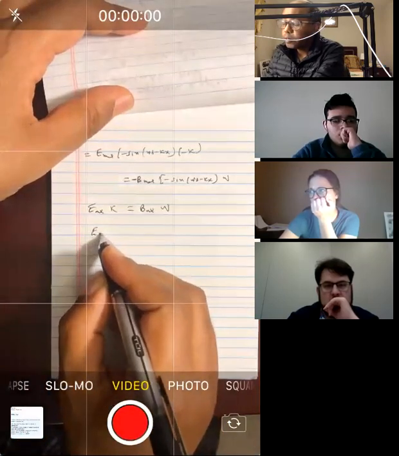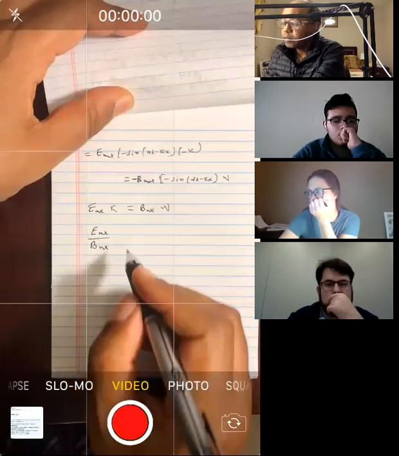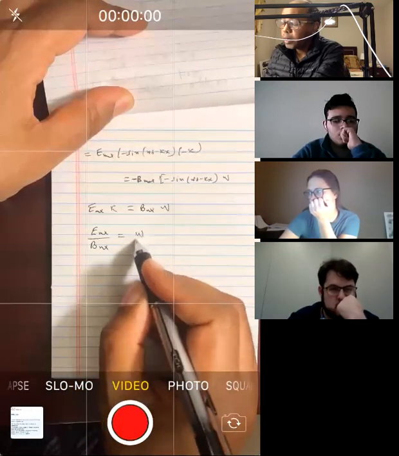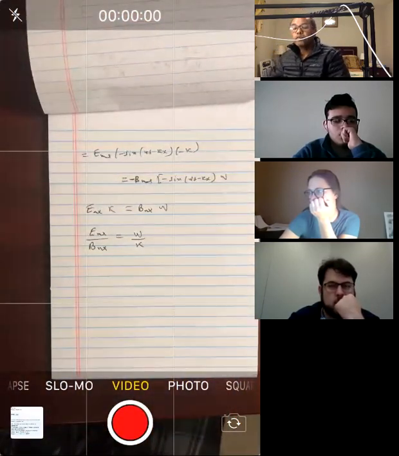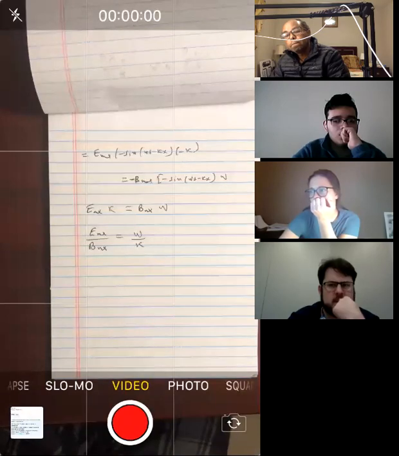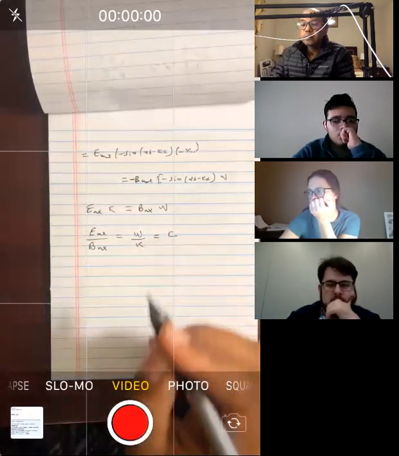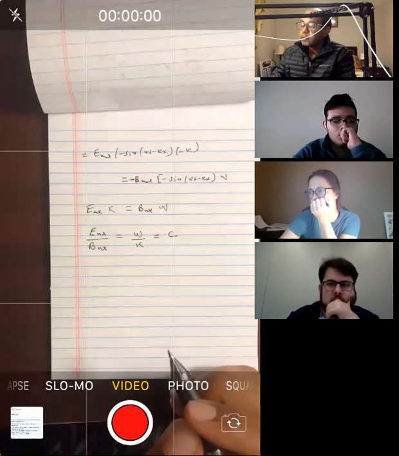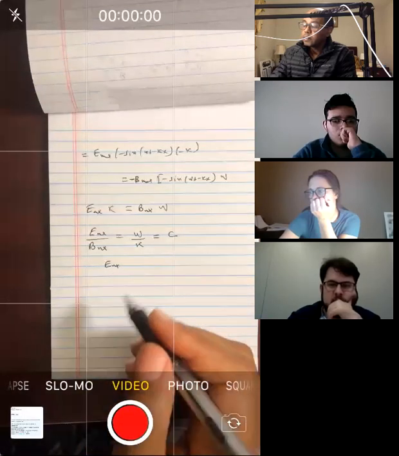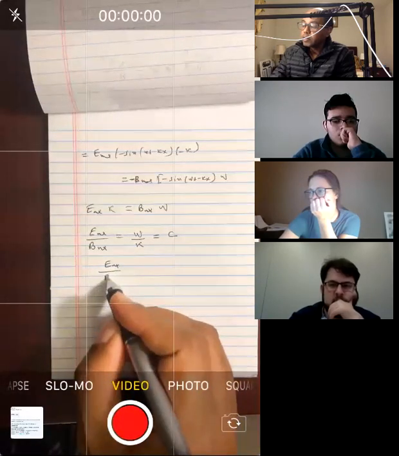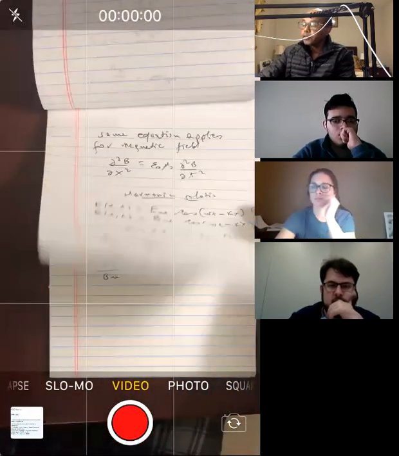So what do you have? The ratio between the amplitude of the electric field and the amplitude of the magnetic field is omega over k. Can you tell me what this represents? Omega over k? Velocity? Very good, velocity. In this case, it is the speed of light. So E max over B max equals c.